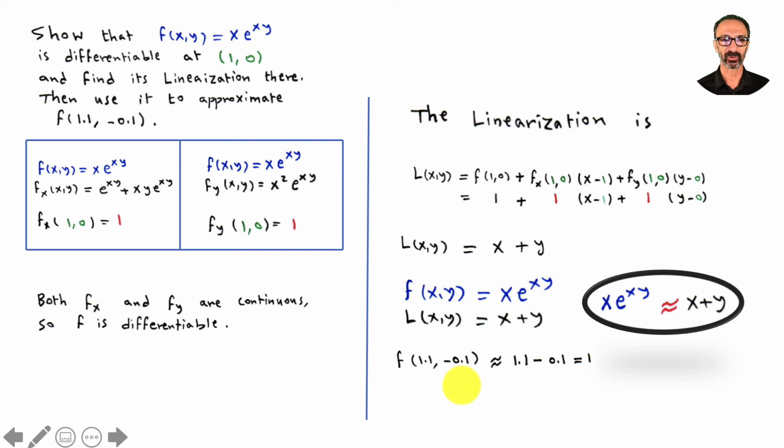Let's find the actual. The actual, you have to plug it in the original function. As you could see, that's the original function. It's 0.98542, which is close to 1. So that one was a good approximation to the actual value.